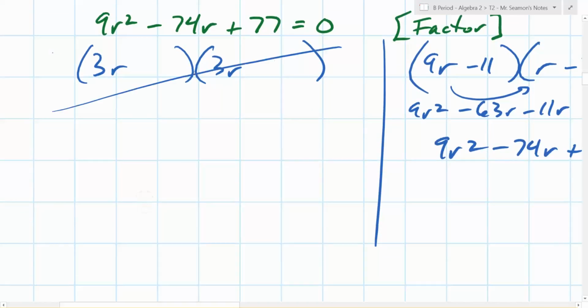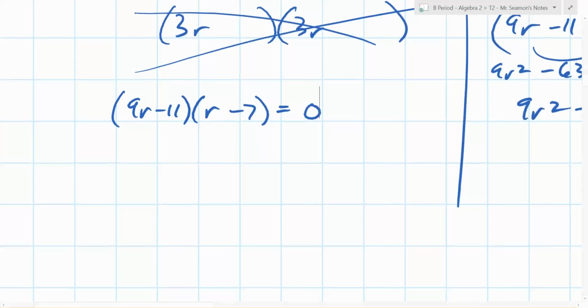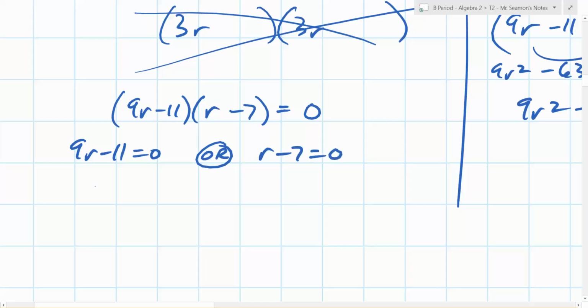It tells us that we have 9r minus 11 times r minus 7 equals 0. So what does the zero product property tell us? Either A or B has to equal 0. So tell me, as it applies here: 9r minus 11 has to equal 0, or r minus 7. Correct. So 9r equals 11, so r equals 11 over 9, or r equals 7.